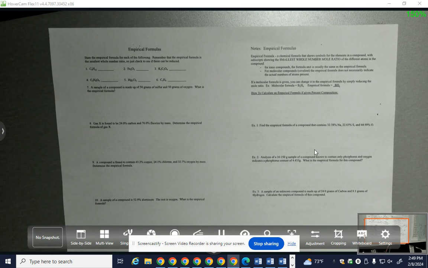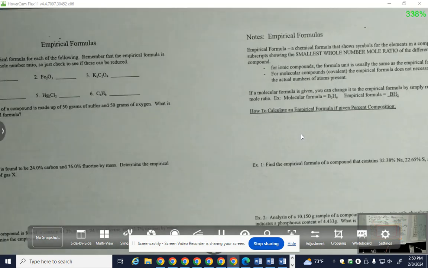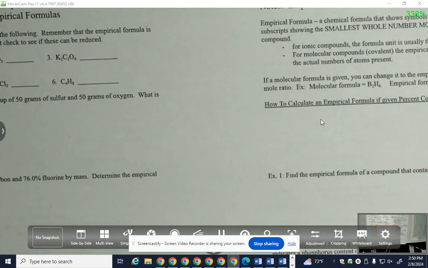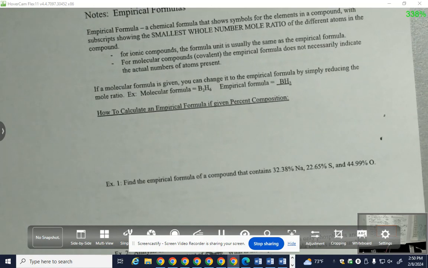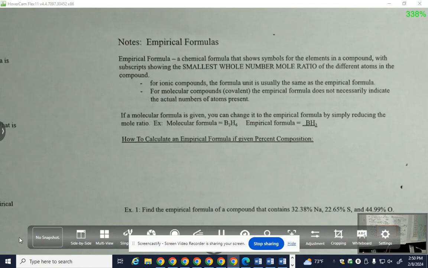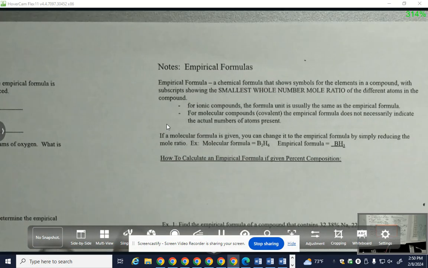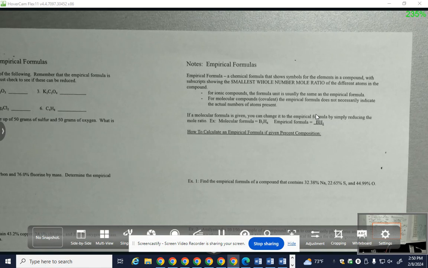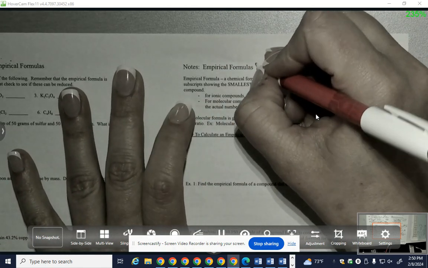Okay, so for empirical formulas, basically what an empirical formula is, is your simplified formula. What we're going to end up seeing is that we can think of it almost like a family or a category that we can put different covalent compound formulas into. But we usually call it a simplified formula.